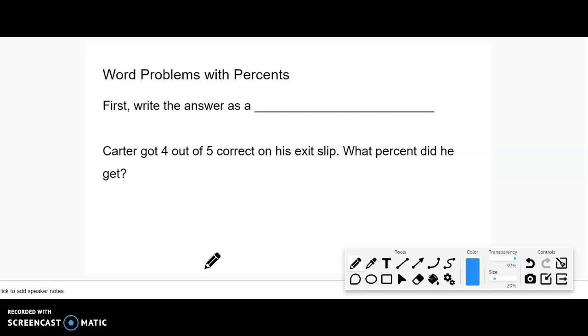My first piece of advice is, if possible, write the answer as a fraction first. Now, that's not always going to be possible depending on the type of problem, but if it has to do with percents, remember, percents are very connected to decimals and fractions. So if you can write a decimal or a fraction, that will help you write your percent.